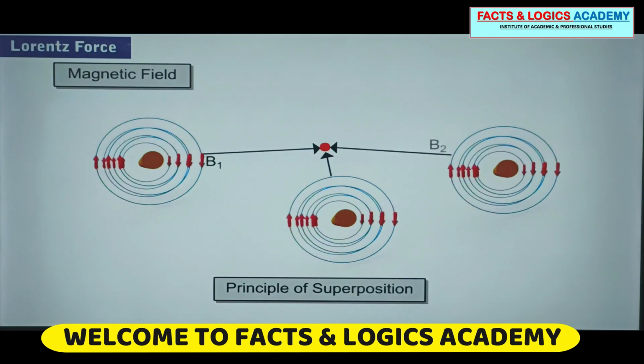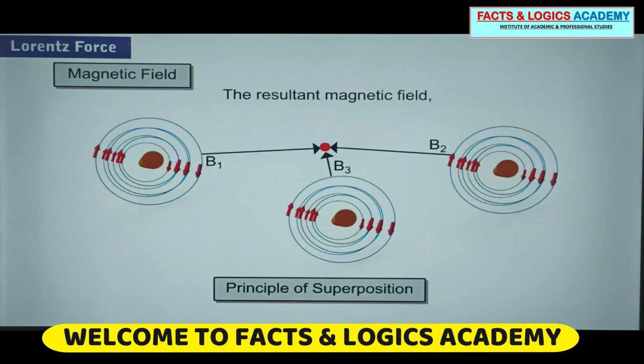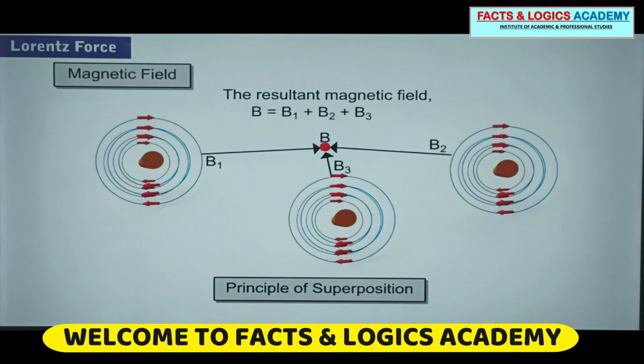Consider B1, B2, and B3 as magnetic fields at a point shown due to three different sources, such as three current-carrying conductors. Then, the resultant magnetic field B at the point is the vector sum of the individual magnetic fields. That is, B is equal to B1 plus B2 plus B3.